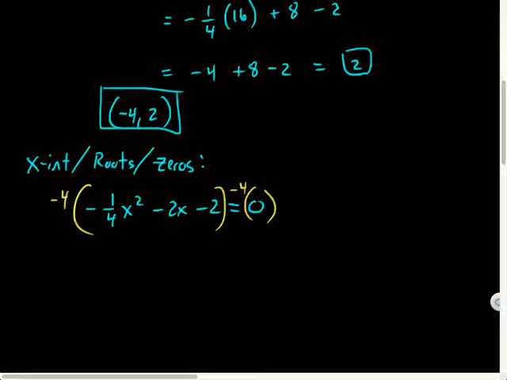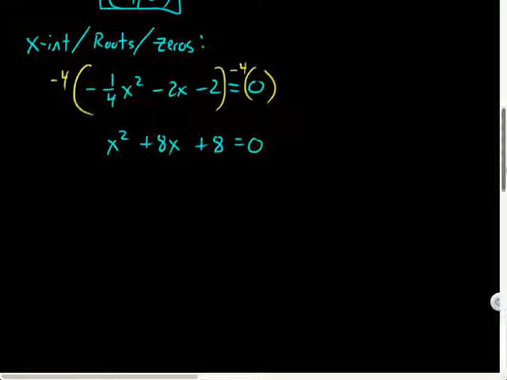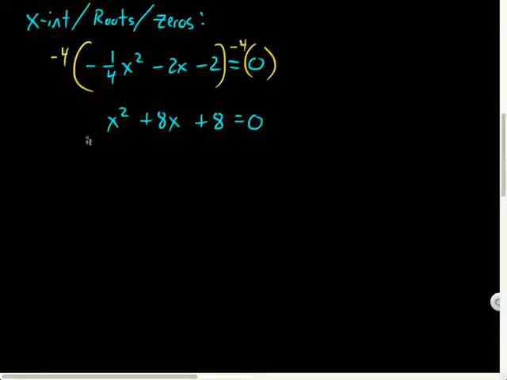Just kill those fractions. So I'll get x squared, negative 4 times negative 2x is positive 8x, and negative 4 times negative 2 is positive 8 equals 0. That's much easier to work with. However, sadly, when I try to factor this, there are no factors of 8 that add to be 8. That's a shame. So that means I'd have to use the quadratic formula, with a equals 1, b equals 8.